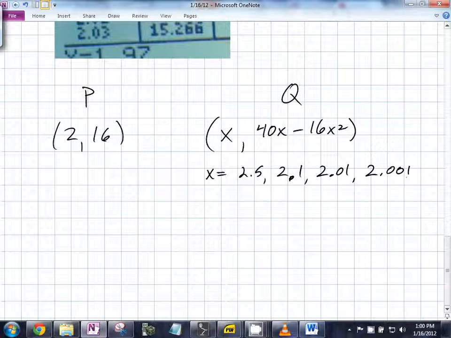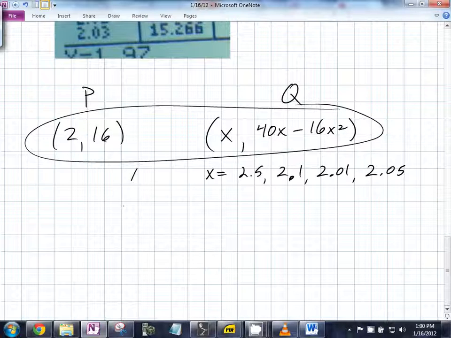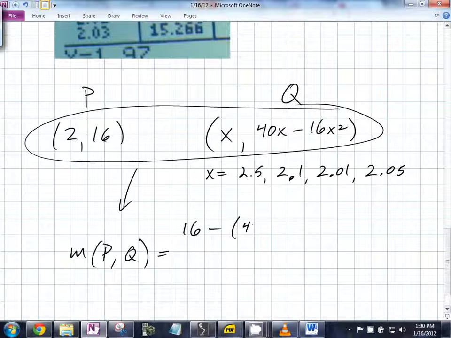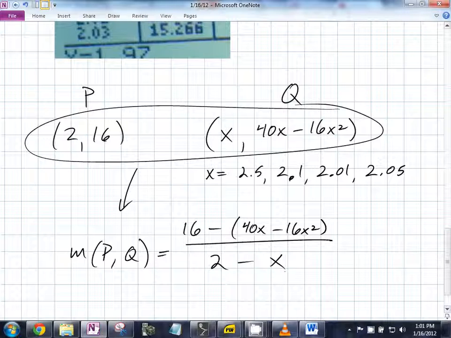If we were just going to generalize this using those 2 points, can you tell me what the slope is between those 2 points, just written like that with x's? 16 minus what? 40x minus 16x squared over 2 minus x, right? This right here represents the slope between p and q, where q is any point on the function. Any point on the function. So what can we now plug into our equation up here?